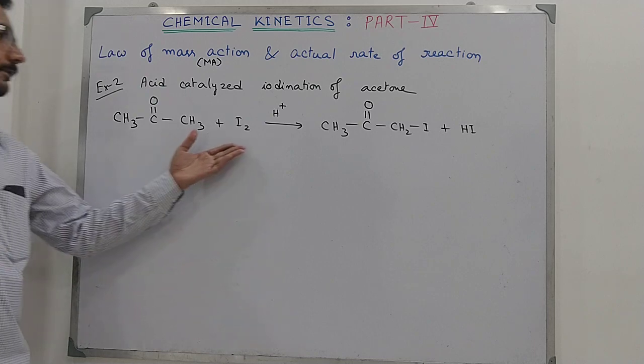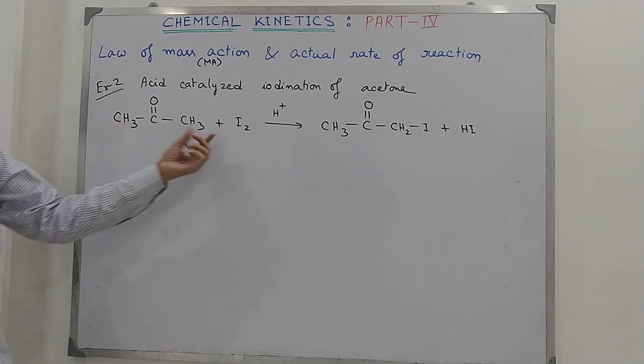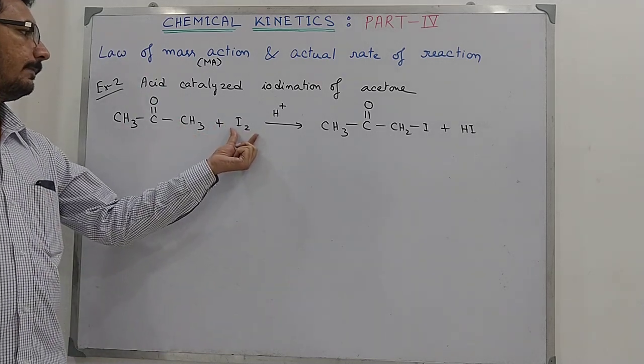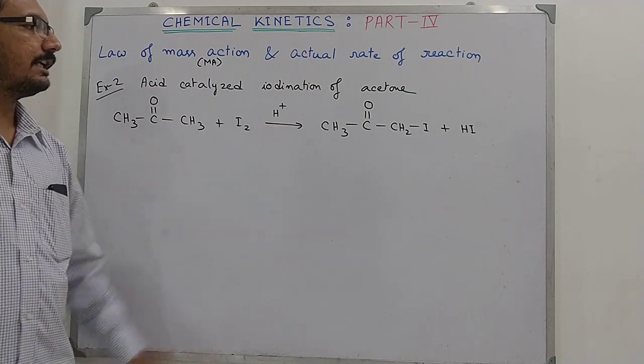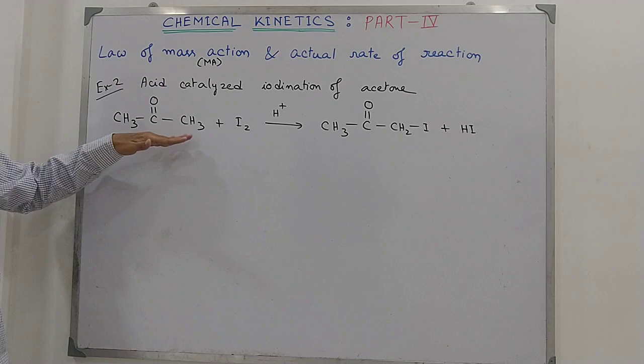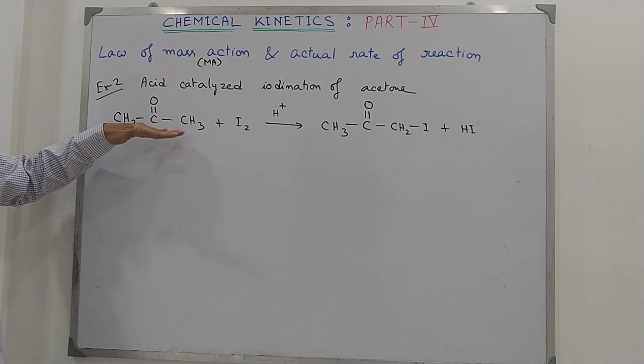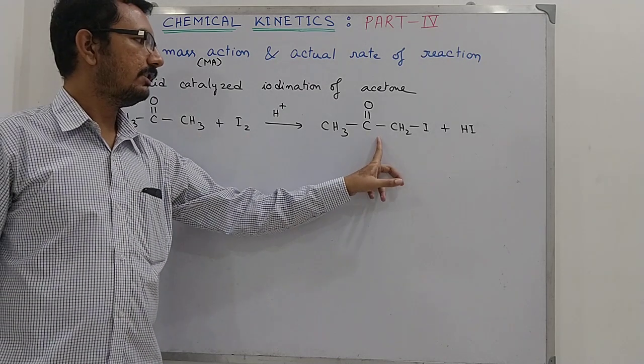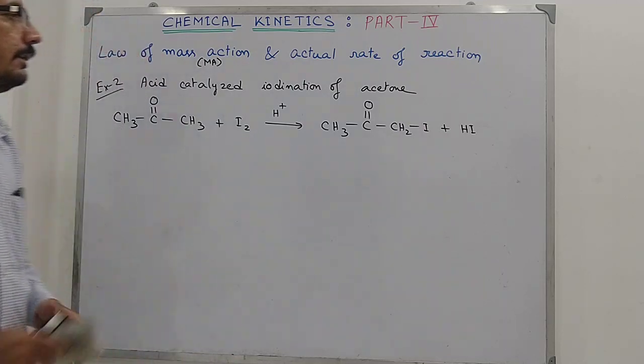So the reaction looks like this. When acetone is treated with aqueous iodine in the presence of a little amount of inorganic acid, we see the yellow color of the iodine fades away and iodoacetone is obtained.